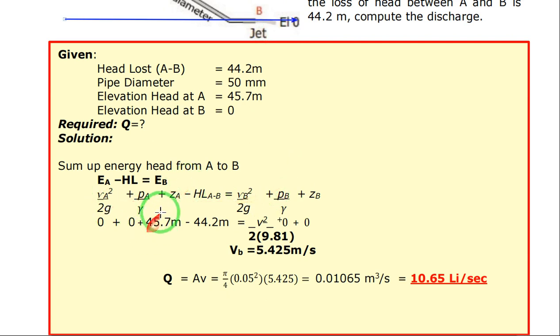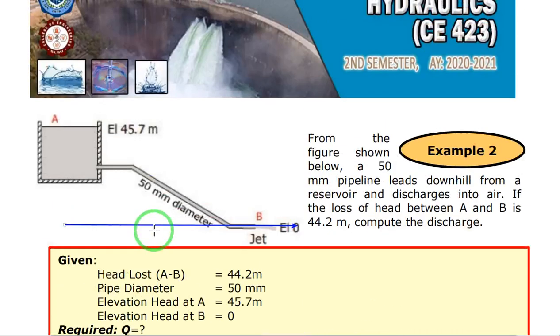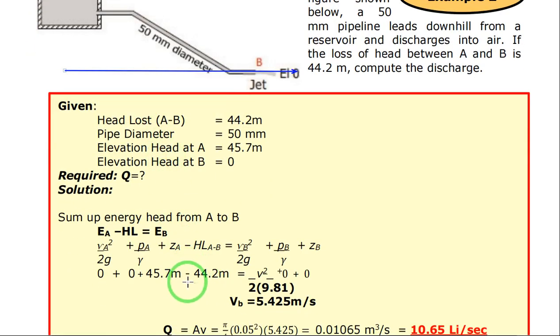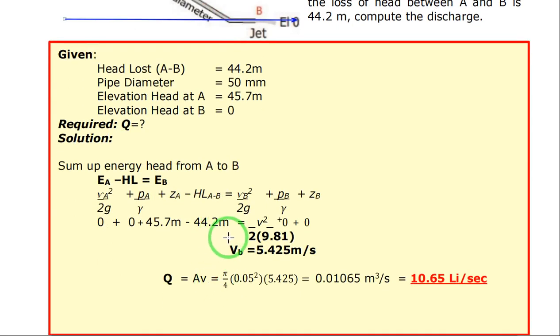Okay, you substitute the values. You have ZA as 45.7 minus the head loss from A to B, which is 44.2. So the only unknown here will be the velocity at point B. So the velocity at point B will be 5.425 meters per second. Okay? Using the formula for discharge, you have Q equals area times velocity, wherein the area is pi over 4 times 0.05 squared times 5.425. You will have a discharge of 10.65 liters per second. So this will be the discharge at your point B. Okay?